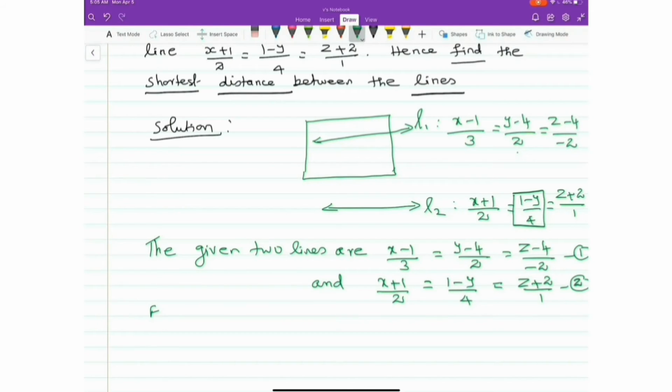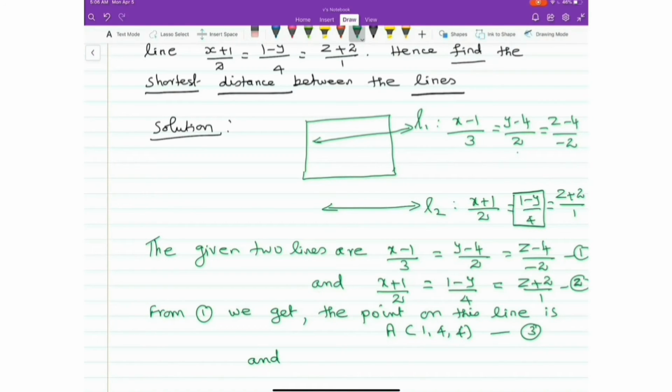From 1, we get the point on this line. The point on this line is, let me take it as A. So the point is going to be 1, 4, 4. Let me name this as 3.